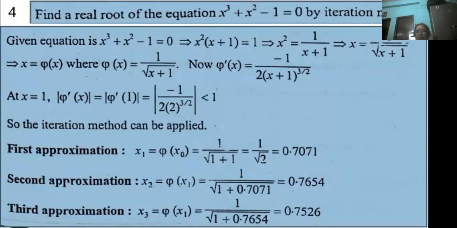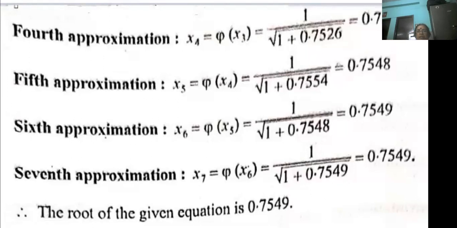So that becomes 0.7654. The third approximation is given by x3 equal to phi at x2, that is 1 by square root of 1 plus 0.7654, which is equal to 0.7526. Here it is a typo error. Next, the fourth approximation is given by phi at x3. Once again, that is nothing but 1 by square root of 1 plus 0.7526. That becomes 0.7554. Now, the fifth approximation x5 is given by phi at x4.